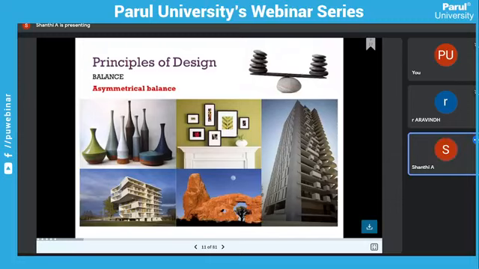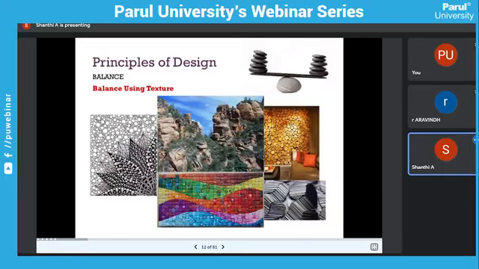Even the balance is created using the colors. One side you are using a warm color, the other side you are using the same warm color with a different tone, that is also a balance. So balance can be created in all the possible ways. We'll have a look at it one by one. At the end of the session, we can see how we can mix and match things and create new designs also.